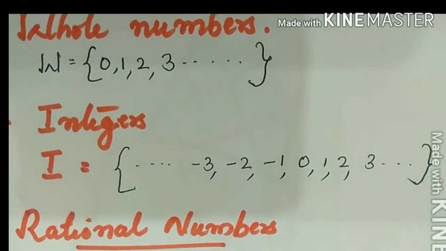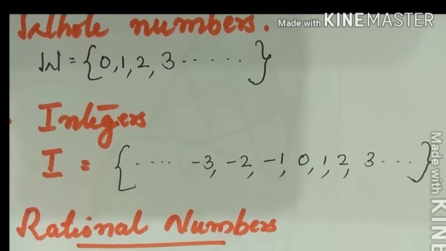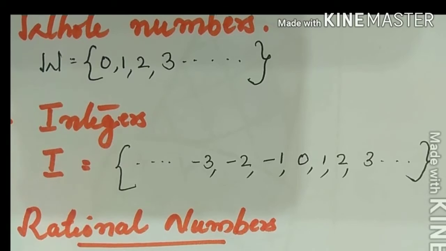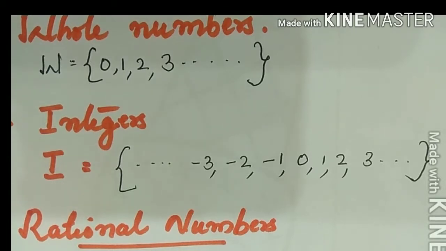Next, let us learn rational numbers. So let me define rational numbers first. This is a definition. A number which can be expressed in the form of p by q, where p and q are integers and q is not equal to 0, such a number is called a rational number.